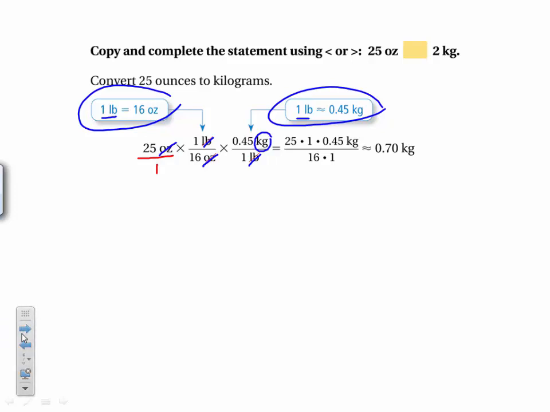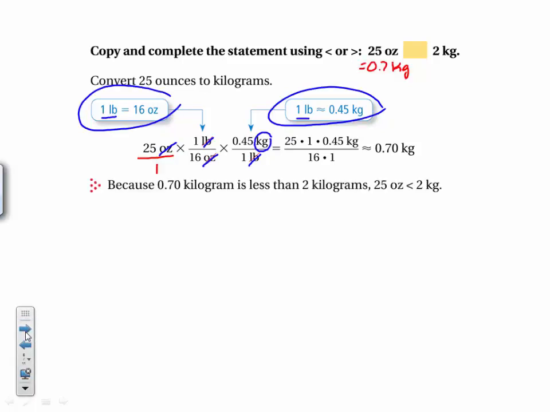Now, keep in mind, this is not your answer. We're still just comparing whether we have 25 ounces. So now we know that 25 ounces is the same as 0.7 kilograms. So now we can see which one's bigger or smaller. Obviously, because 0.7 kilograms is less than 2 kilograms, obviously 25 ounces is less. Now go ahead and try number 3 on your worksheet and see what you get.